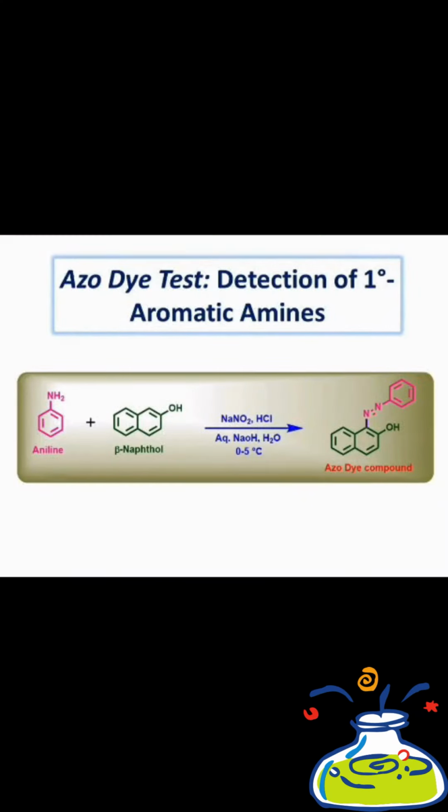Today we will discuss the Azo Dye test. The test is used for the detection of primary aromatic amines. In this test, we do a reaction between primary aromatic amines and beta-naphthol in the presence of sodium nitrite in hydrochloric acid, followed by sodium hydroxide. The temperature should be 0 to 5 degrees Celsius for this reaction.